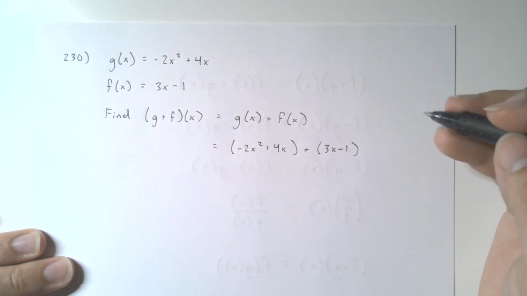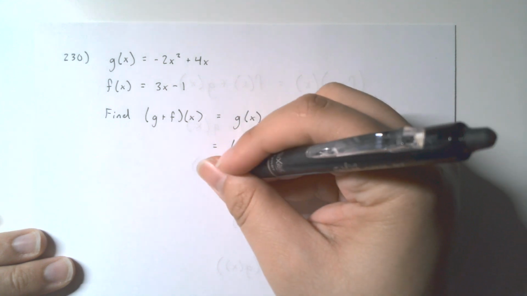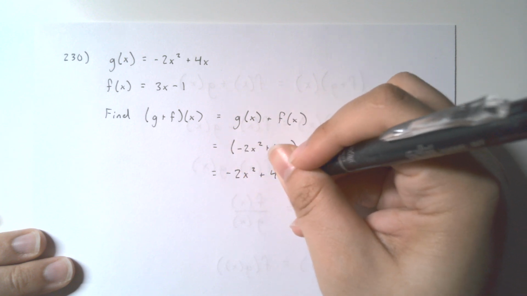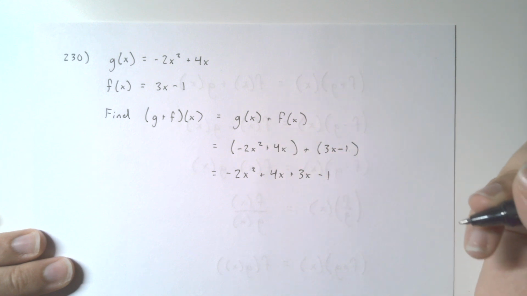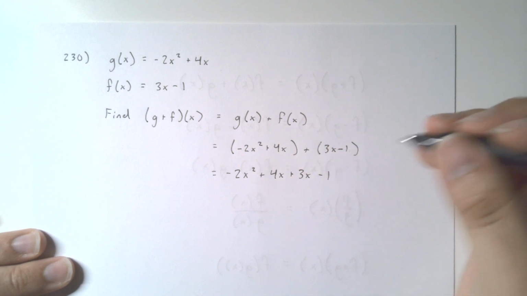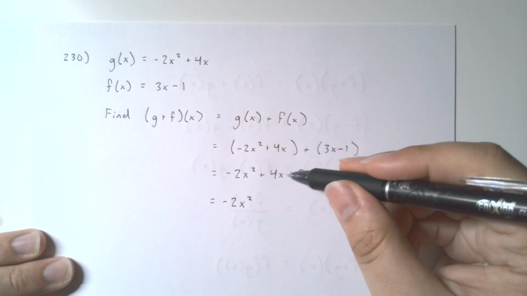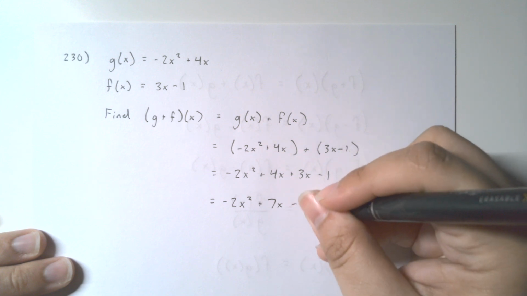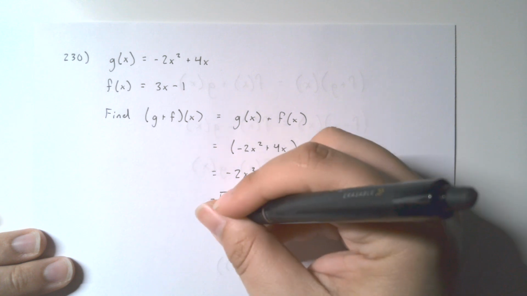And again, when we're adding polynomials together, we can just drop the parentheses. We have negative 2x squared plus 4x plus 3x minus 1. And combining all of our like terms together, we have negative 2x squared plus 7x minus 1. And this is our final answer.